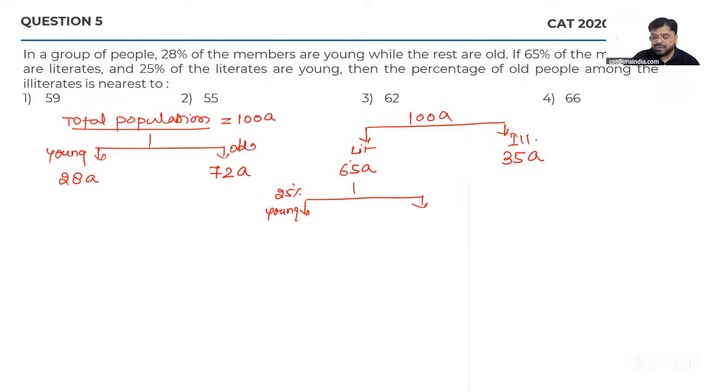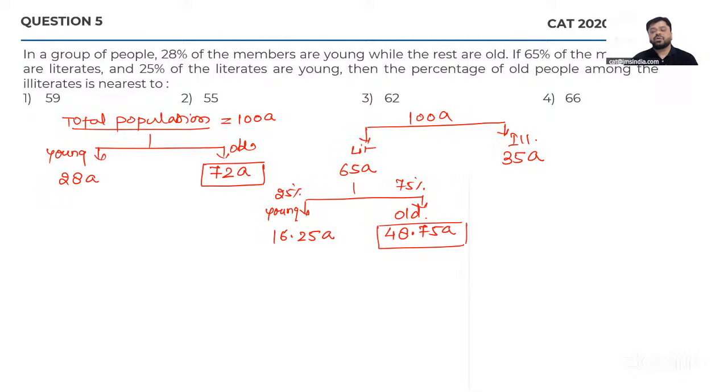Okay. So what is 25% of 65A? It will be 16.25A. And the remaining 75% will be old people who are literate, which will become 48.75A. So basically, overall, there were 72A old people, of which 48.75A are literate.